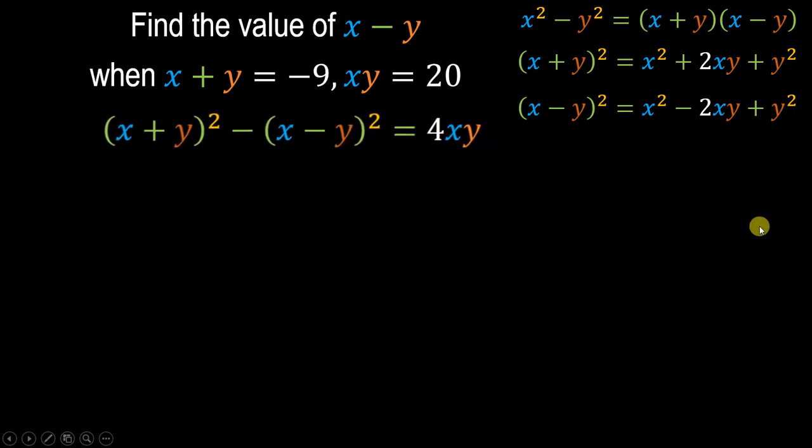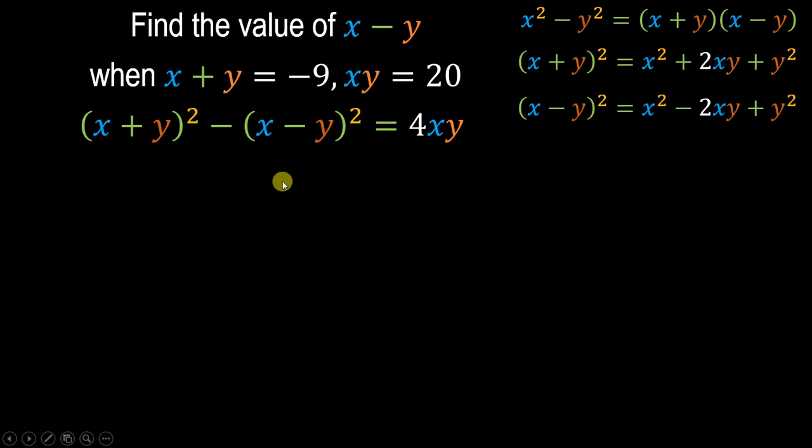And if you look at this identity, you have all of the related terms of this question, like you have x plus y, you have x minus y, and you have xy. So these were the three terms that were required. Two of them could be given and one should be unknown, so you can easily simplify this identity.